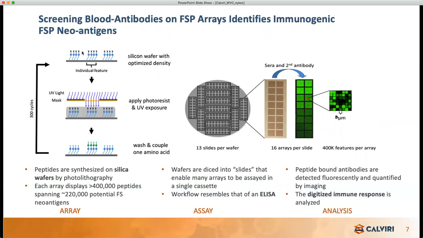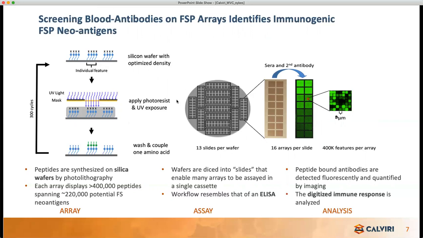We generate these by building peptides. Here is a representation of 3 features, each containing multiple copies of a single peptide sequence. In an in silico synthesis, we're using photolithography and masks, we're able to pinpoint which feature we want to add an amino acid to, and we do this 300 cycles to generate 400,000 peptides in situ. There are 15 mirrors representing all possible exon missplicing errors.